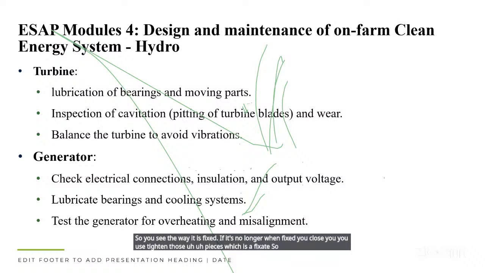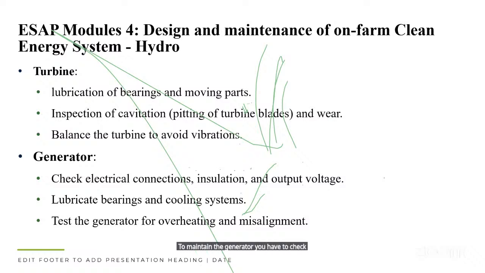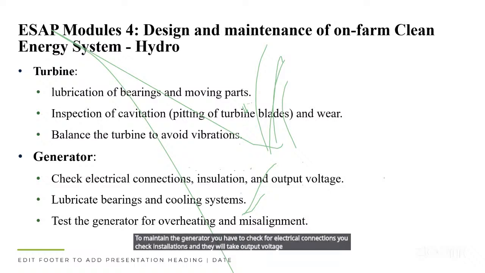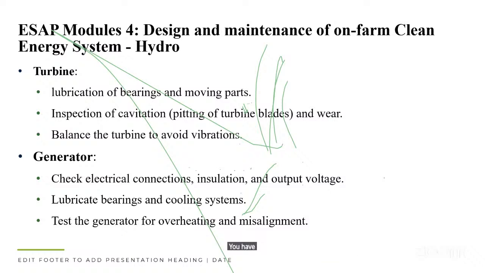After the turbine, we see how to maintain the generator. To maintain the generator, you have to check the electrical connections, you check installations, and you check the output voltage using a device, because we have seen that the voltage should be maintained constant as well as the frequency. You have to lubricate bearings and cooling systems. These should be maintained when it comes to a generator. And finally, to avoid overheating of the generator or misalignment, you fix the generator very well and tightly on a structure.